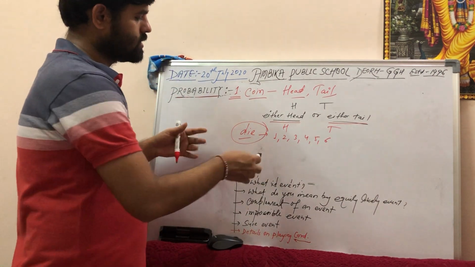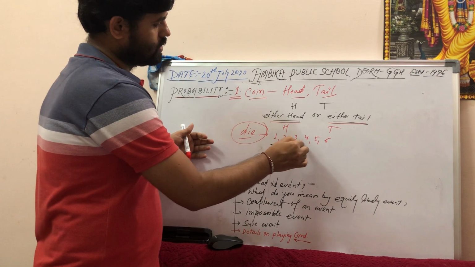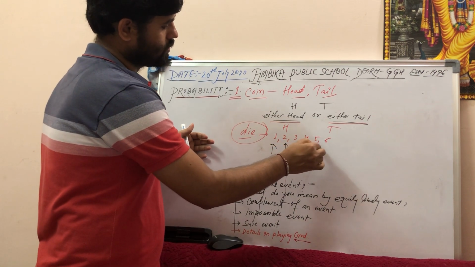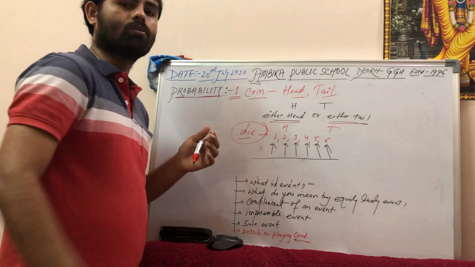So here also we will get either 1, 2, 3, 4, 5, or 6. But the chances of coming 1, 2, 3, 4, 5, and 6 are all equally distributed.